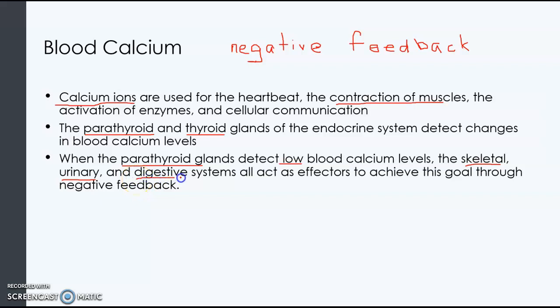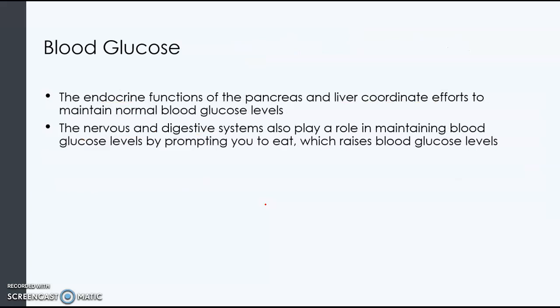And then the digestive system, the same way. Instead of getting rid of that excess calcium, it's going to put that excess calcium back in your bloodstream. So the parathyroid glands, again, detect low blood calcium levels, and then they stimulate the skeletal, urinary, and digestive systems. And all of them work together to increase the blood calcium levels by putting calcium back into your blood.